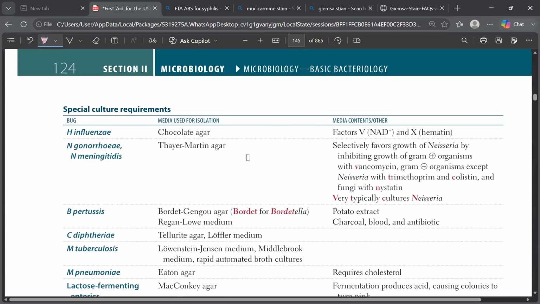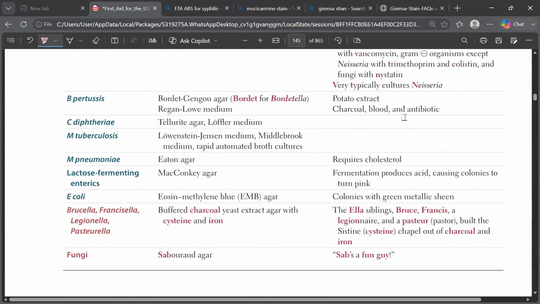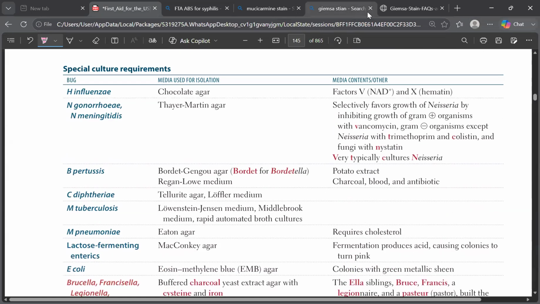Next, we have special culture requirements. Okay, so these are the bugs that use a specific media for their isolation, and these media have specific contents or other notes that are in this column. The first is H. influenza. H. influenza uses chocolate agar as a medium for isolation.